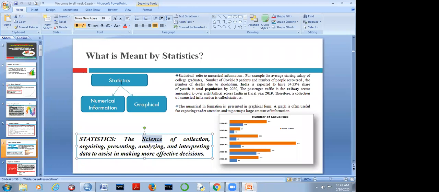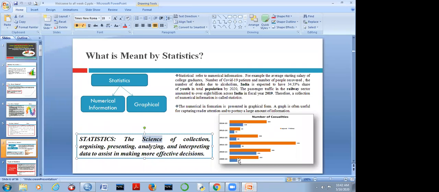Another is that statistics represent graphical information. You'll see the number of casualties here. This is the railway data: casualties from rail accidents, injured and killed. Blue represents death and this orange color represents injured. So this is the number of casualties that happened because of rail accidents. So you can easily interpret it.